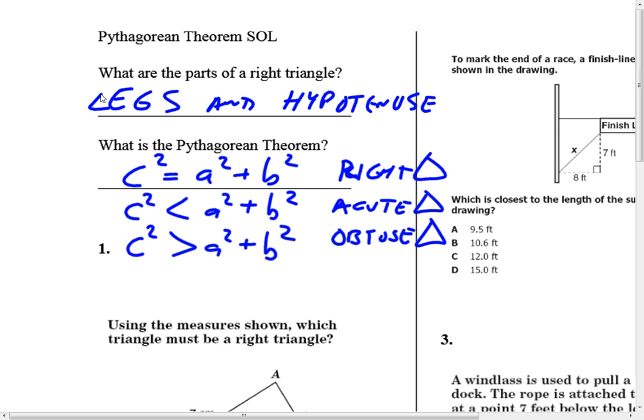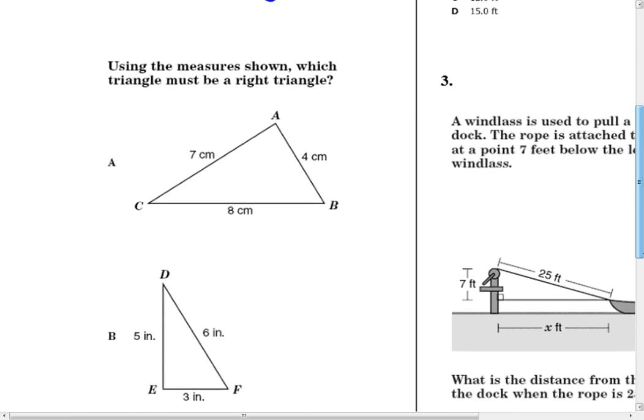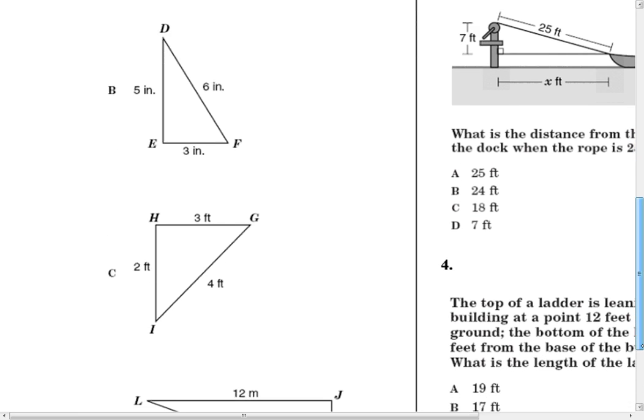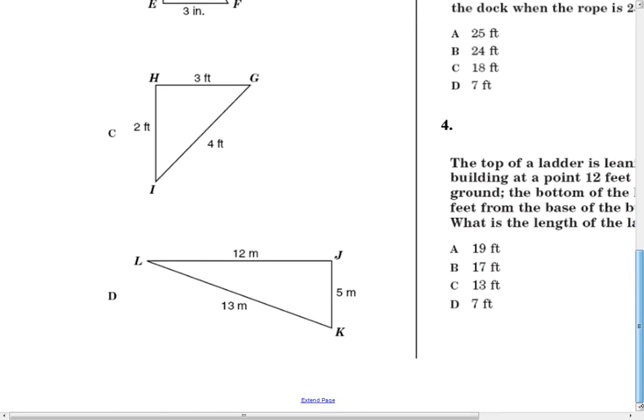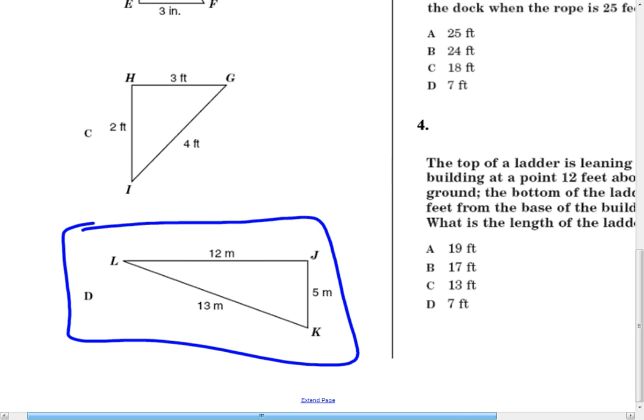If you look back at the work we did in Chapter 7 in your notes, you'll see a lot of practice problems dealing with acute and obtuse. Which triangle is the right triangle? And the first one? D. 5, 12, 13 works.